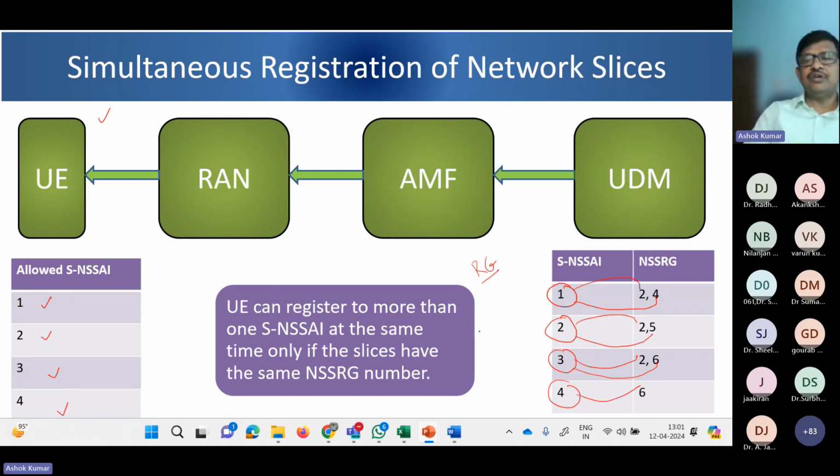Suppose I register for group 6. During the registration, I register for group 6. So which all slices can I access? Can you tell me, if I have registered for group 6, which all slices am I allowed? 3 and 4. If I have registered for group 2, then I can access slice 1, slice 2, and slice 3. So you have understood. This is the simultaneous registration of network slices concept.